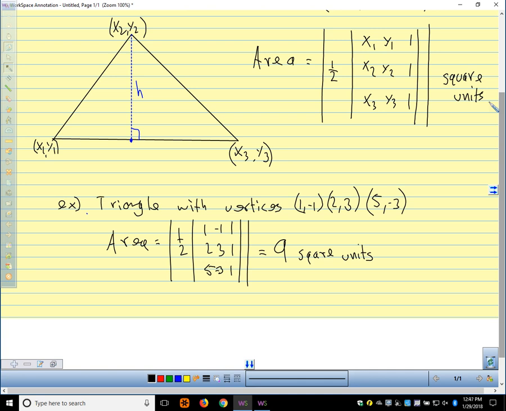All right, questions? Yeah. What again is the process for finding the determinant of the 3 by 3? When we do the next example, we'll go through that in the next example.